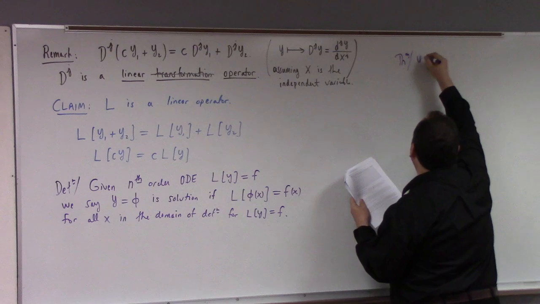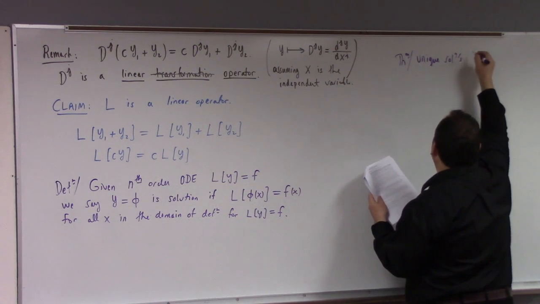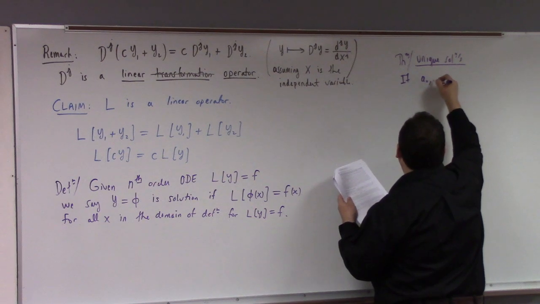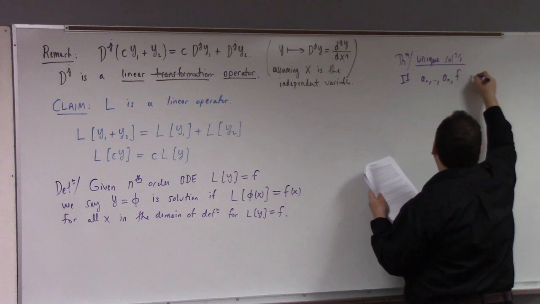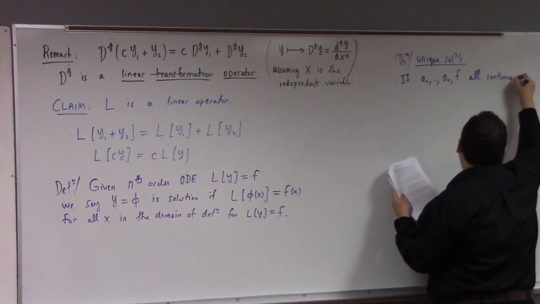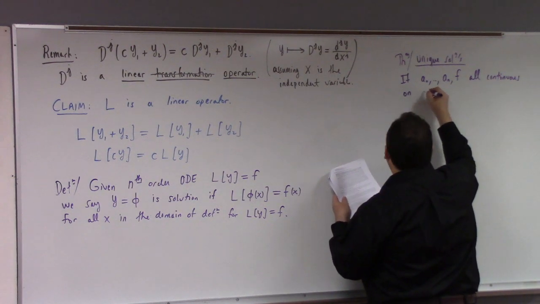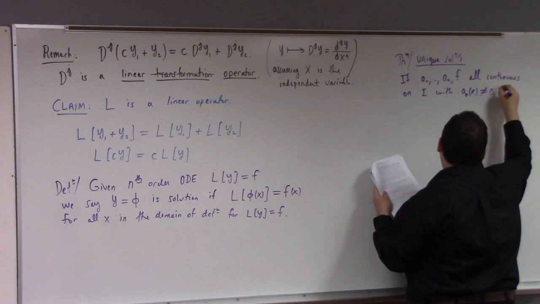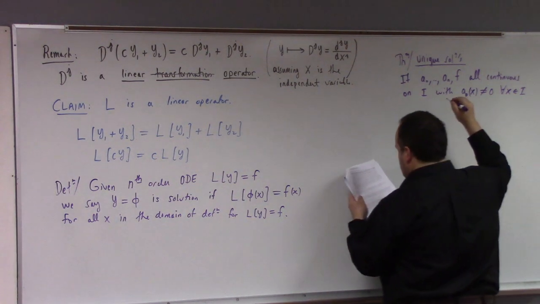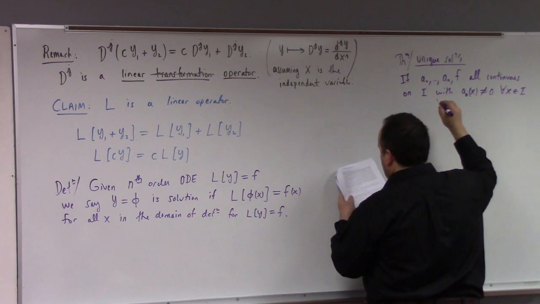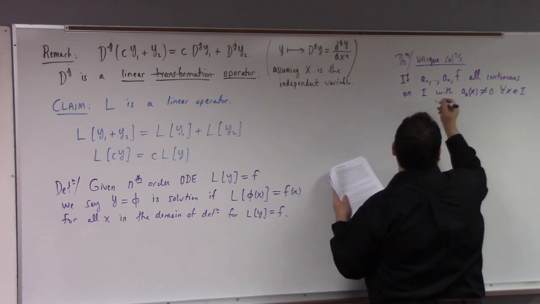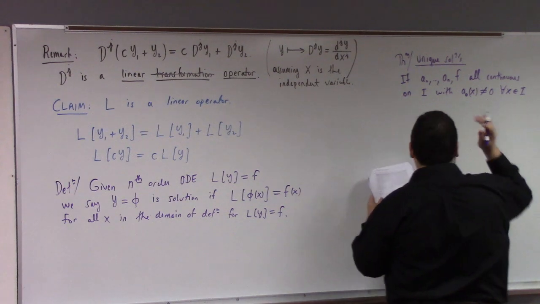Which is just this, the unique solutions. And so it essentially says this: if we have a sub 0, through a sub n, and f, all continuous on I, with a sub 0 of x not equal to 0 for all x on I, I'm going to restate this. This is theorem 3.1.2 in my notes. I'm restating it just a little bit here.